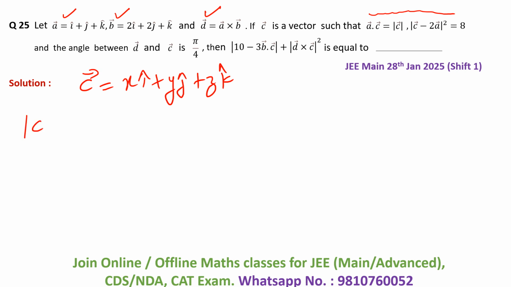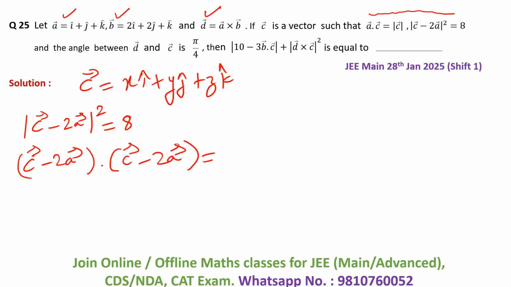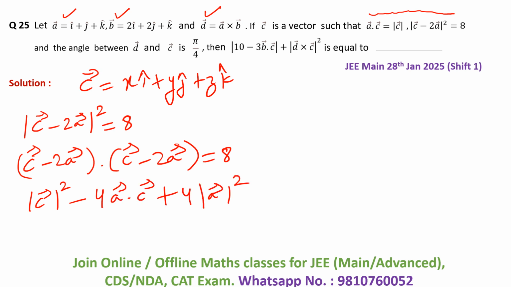So if I start with square of mod of c minus 2a equal to 8, then I can further write this as c minus 2a dot c minus 2a equal to 8, because we know that square of mod a is nothing but a dot a. So now this becomes square of mod c minus 2c dot a minus 2a dot c. So this becomes minus 4a dot c plus 4 into mod a square equal to 8. Now students, mod a square is clearly 3, right? And a dot c is nothing but mod of c.